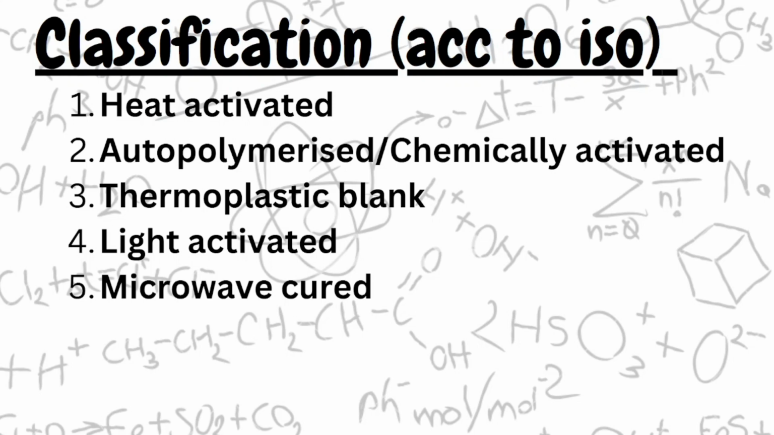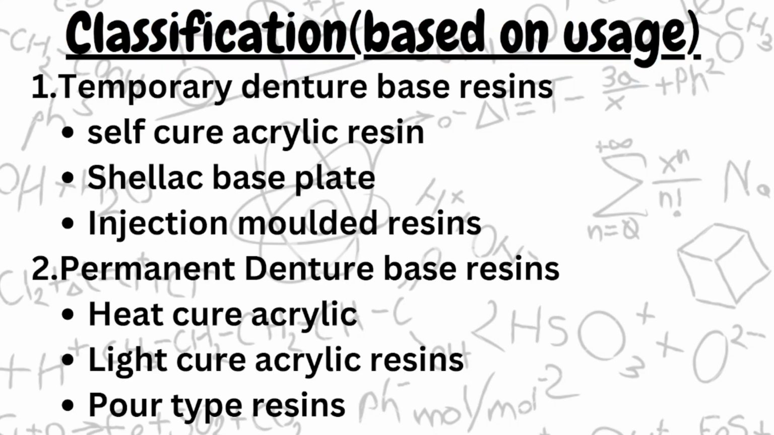Now, according to ISO, the classification of polymethyl methacrylate resin are: first, heat activated; second, autopolymerized or chemically activated; third, thermoplastic blank; fourth, light activated resin; and then microwave cured resins. However, based on usage, they are classified as temporary denture-based resins and permanent denture-based resins.